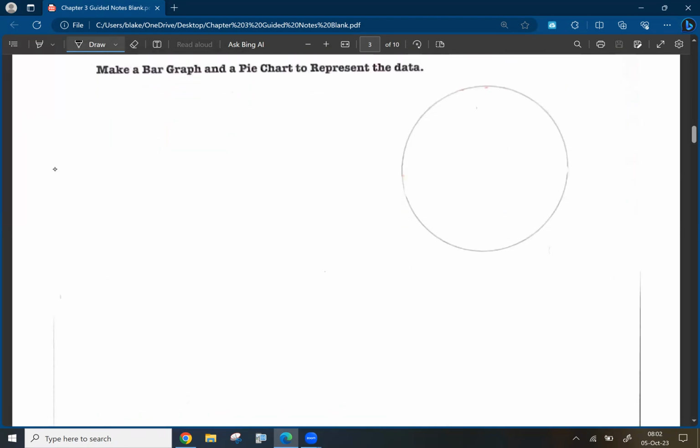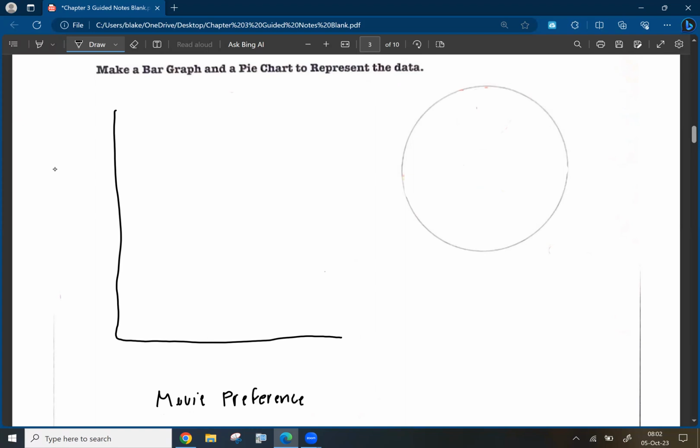So a bar graph is going to have an X and a Y axis. Now the X axis down here is going to be our movie preferences, okay? And then the Y axis is going to be students. So students. All right, so we're going to go ahead and label the different movie preferences.